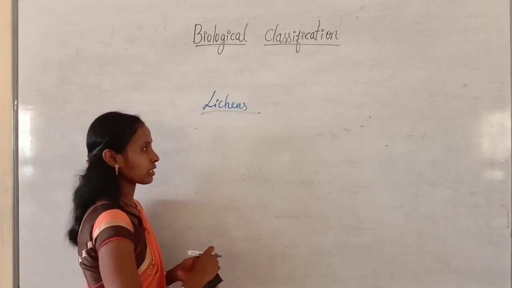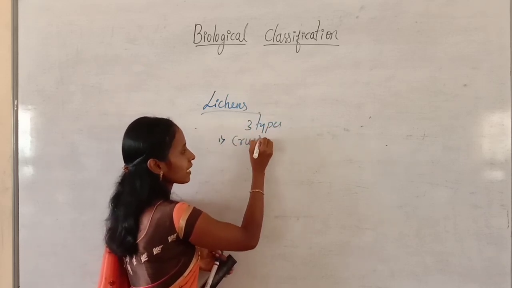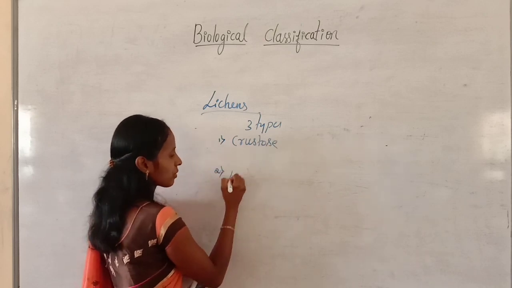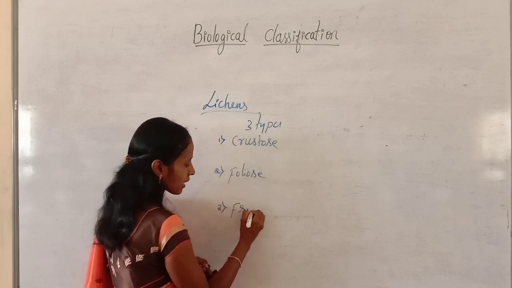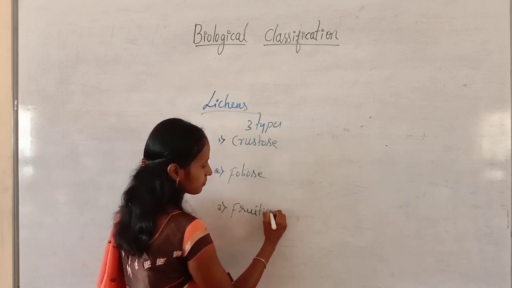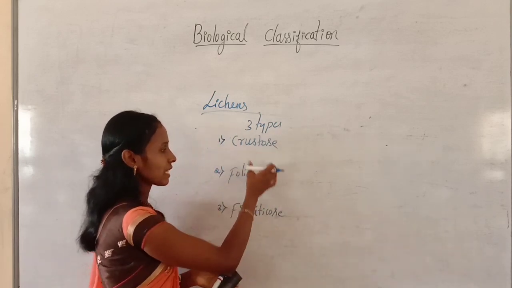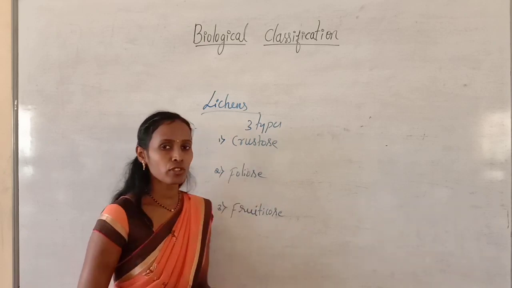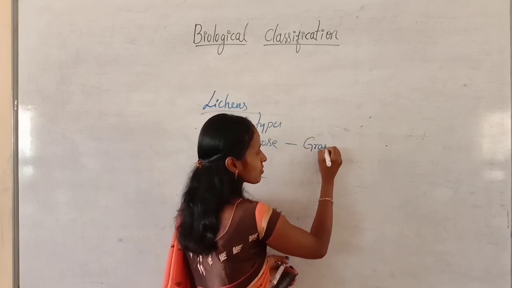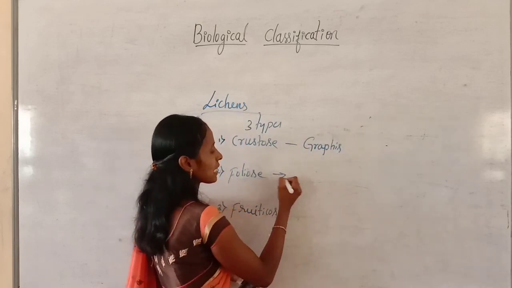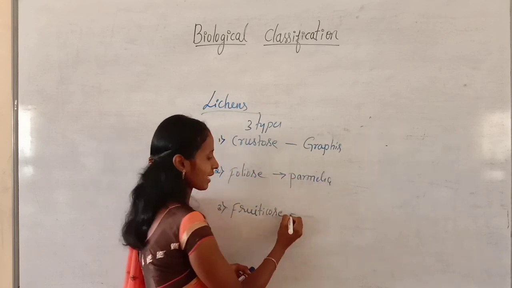So lichens are mainly of three types. The first type is called crustose lichens. Second one, foliose lichens. Third one, fruticose lichens. So there are three types of lichens, namely crustose lichens, foliose lichens and fruticose lichens. The example for crustose lichen is Graphis, the example for foliose lichen is Parmelia, and the example for fruticose lichen is Usnea.